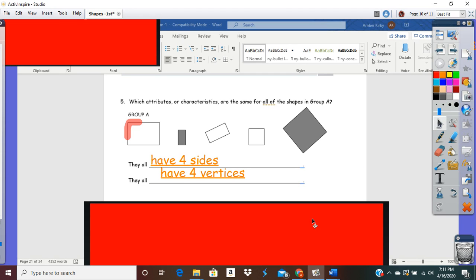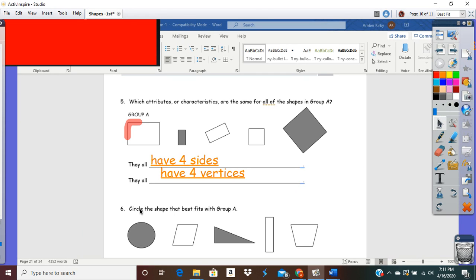Let's move on down here, and we've got another question I want you to consider. It says circle the shape that best fits with group A. So if we're looking at these shapes, which would best go with this group at the top? All right. Well, I definitely know it's not the circle. It doesn't have any straight sides or vertices. And it's definitely not the triangle because it has 3 sides. Also, now the shapes that are left do all have 4 sides. But remember, the shapes up here had a special kind of angle. Do you remember it was called a 90-degree angle or a square corner? Only one of these shapes has that, and it's this rectangle right here. So this shape best goes with group A.